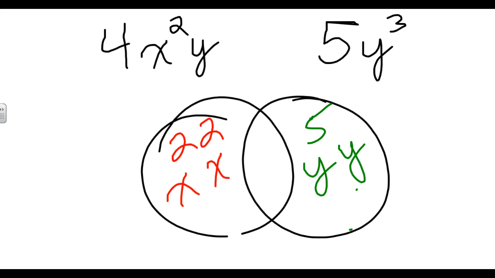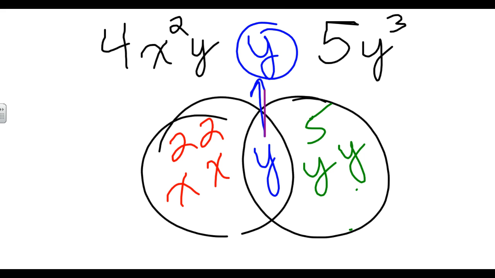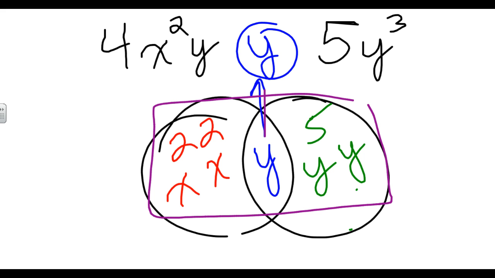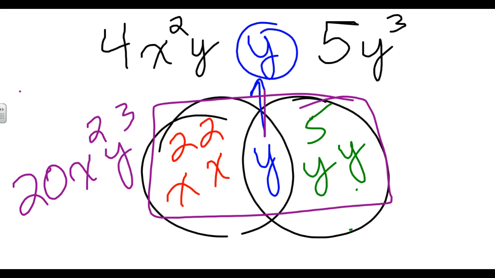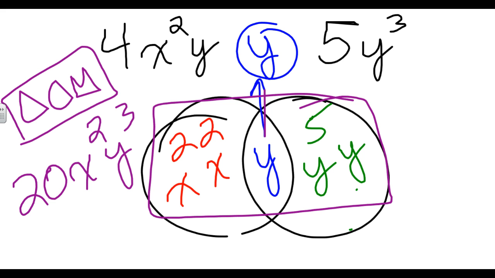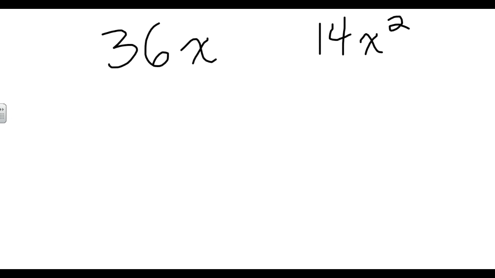So the GCF in this case is just y. That's our GCF. And our LCM is everything multiplied all together. So that is 20x squared y cubed. That is the LCM of that set of monomials. The next one, go ahead, pause the video, and see what you can do about the GCF and the LCM of 36x and 14x squared.